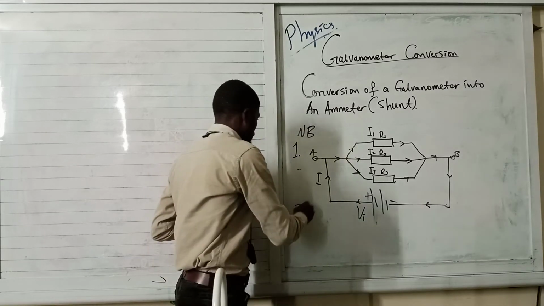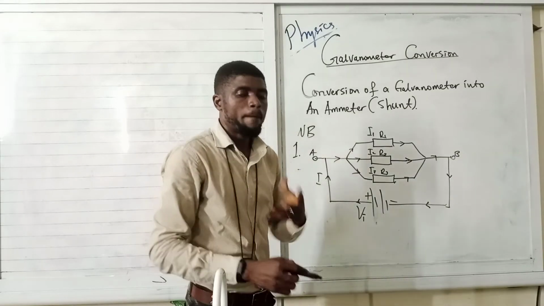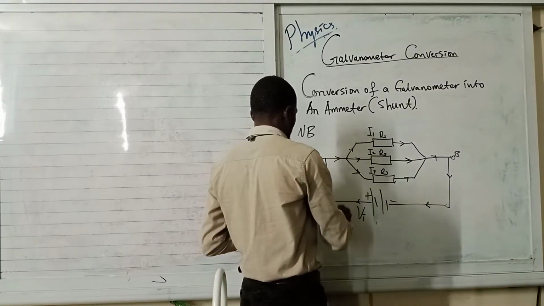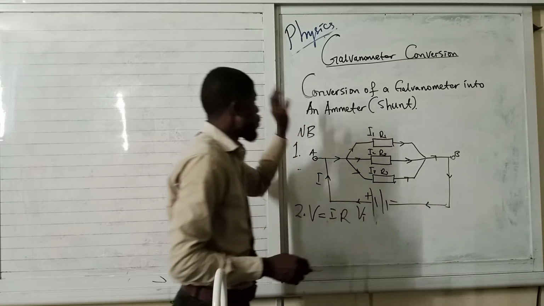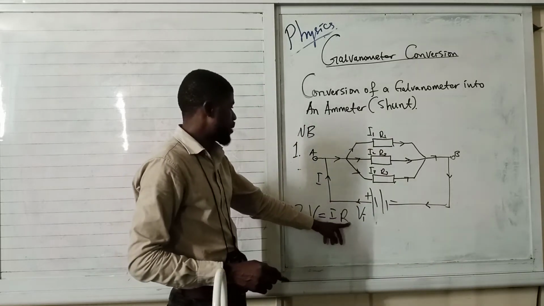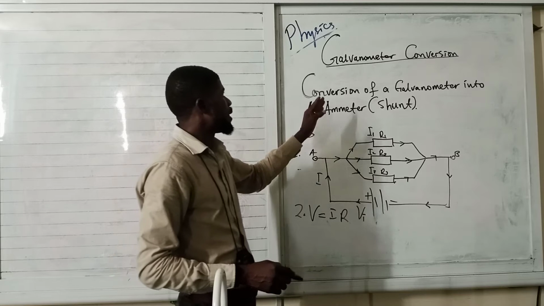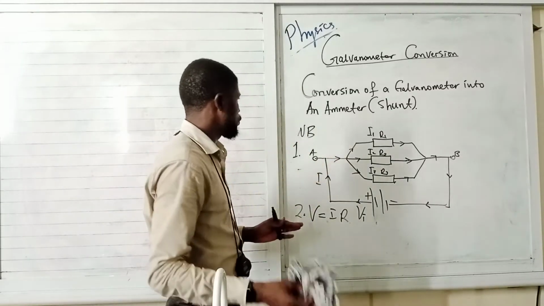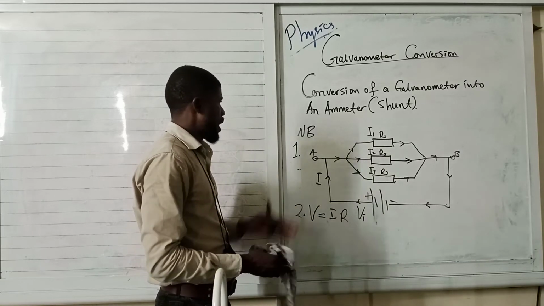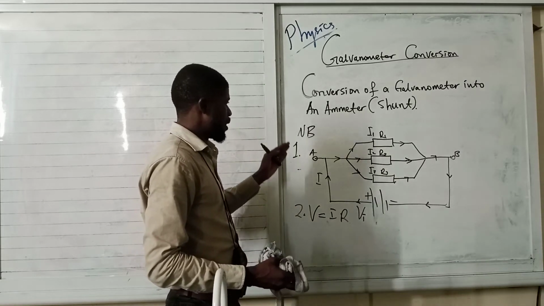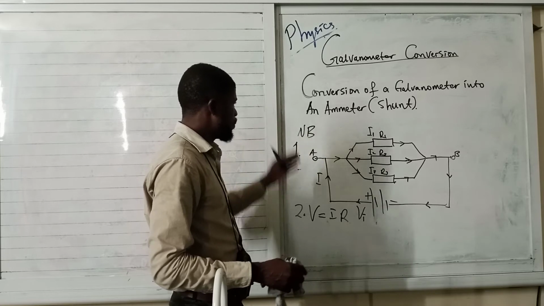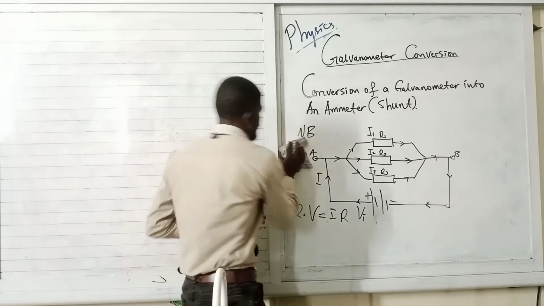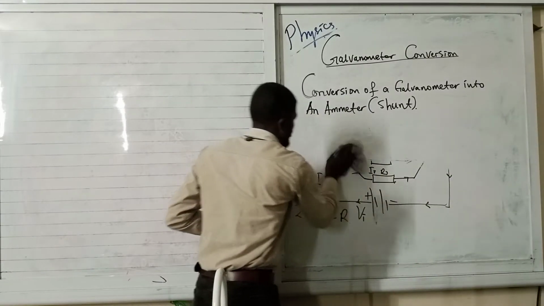Number two, you need to make use of Ohm's law. You know that V equals IR. We are going to use this equation to customize all the equations in galvanometer conversion. So it is time for us to begin now. I believe this has well informed you of what you are expected to do in this topic. So let's begin the conversion program.